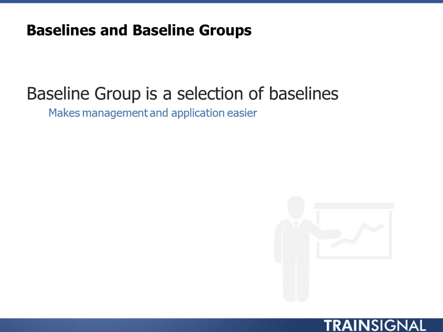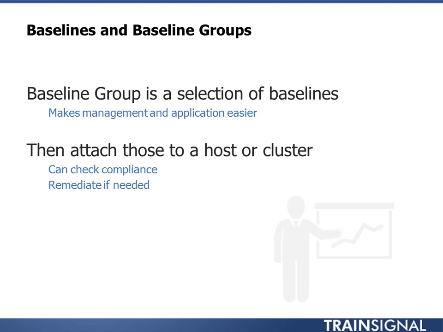A baseline group is a selection of baselines. So the idea is if you have 5 baselines, maybe you have a third-party one, a security one, a critical update one, you can roll those up into an overall update baseline group. You can also have one baseline be a part of a baseline group, and it's a one-to-one relationship. Doesn't really save you a lot, but maybe you'll add a different baseline later and you'll have 2 of them in the group. It's up to you. But just understand that updates go into baselines and baselines combine together into baseline groups. You then attach these to a host or a cluster. Check compliance and remediate if you need to.